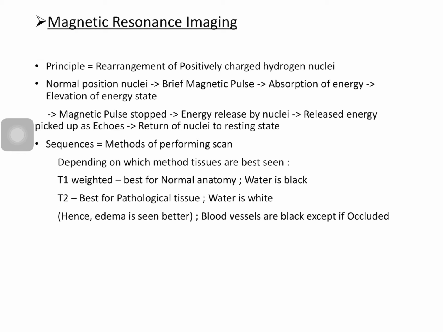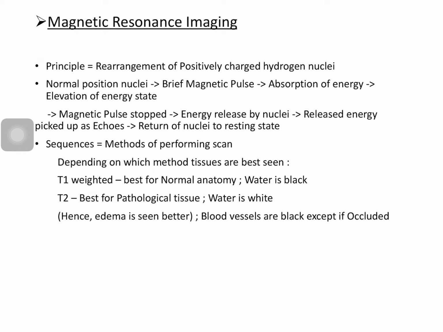The details are not important from a neuro-ophthalmology perspective. However, to know the basics, T1 is best for normal anatomy and T2 is best for pathological tissue. Under T1 scanning, water is always seen as black, so that is how you identify. You first look at the fluid-filled structures of the body, say the CSF, the aqueous humor, the vitreous humor, and if it appears black, then it is a T1 weighted image, and if it is white, it is a T2 weighted image.